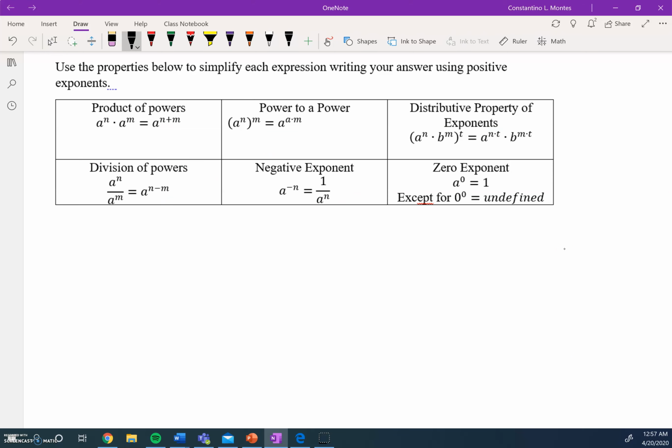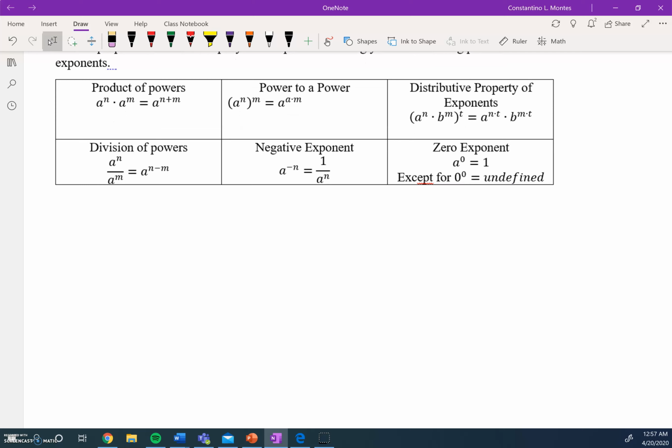Suppose I had 8a to the negative second divided by a to the fourth. We're going to simplify this. Now, what we need to recognize is that we have 2 bases here. We have the base of a here and here, and then we have a base of 8. So I'm going to leave the 8 on its own. There's nothing I can really do with it.